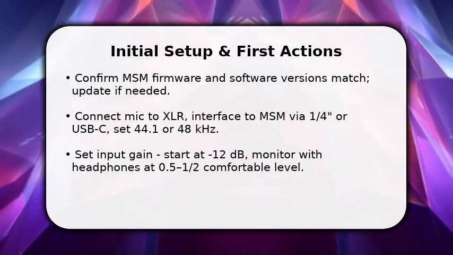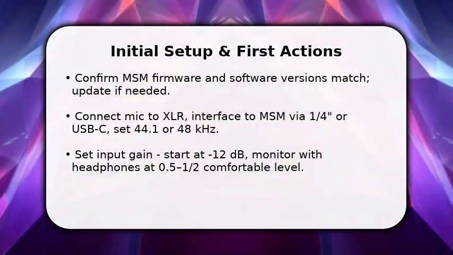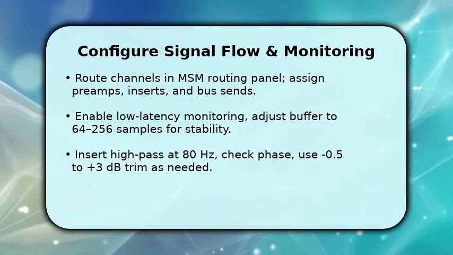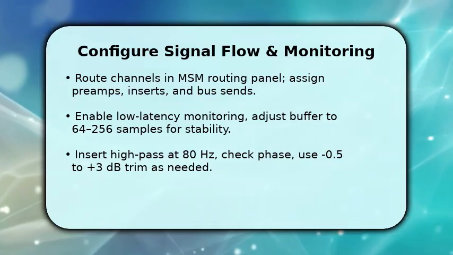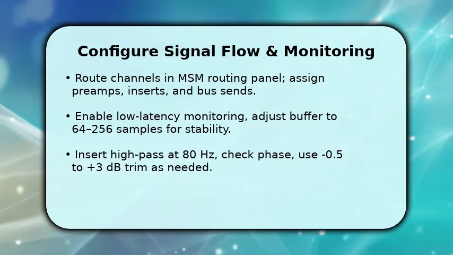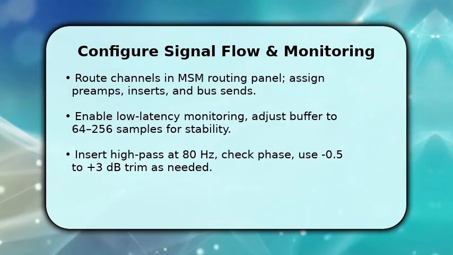You now configure the signal path inside MSM. Open the routing panel and assign each input to the correct preamp, apply desired inserts like compressors or EQ on the channel, and send to your bus for recording.